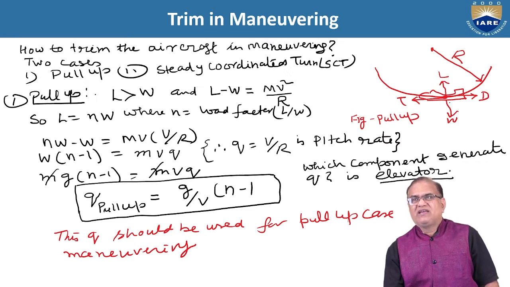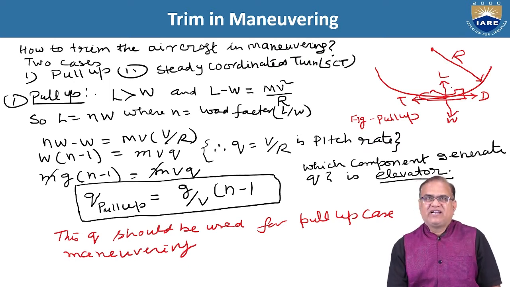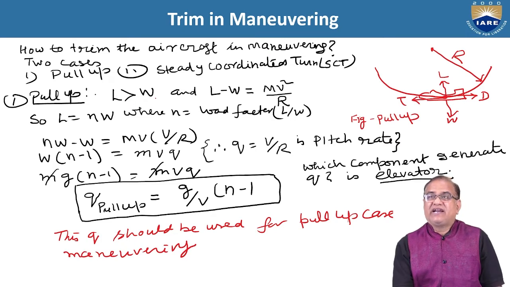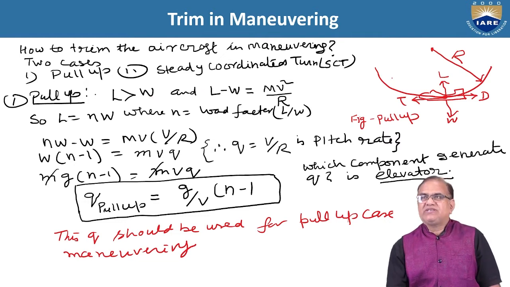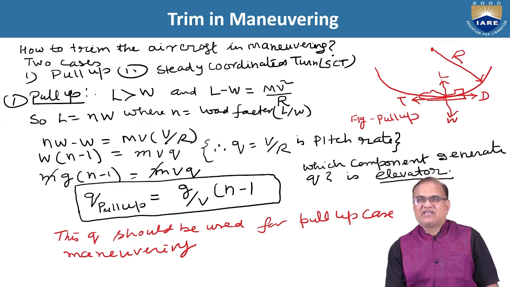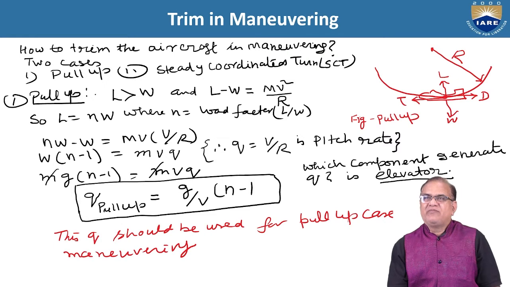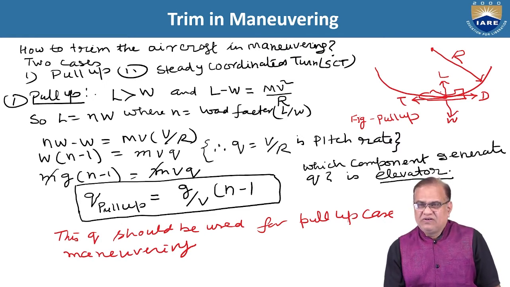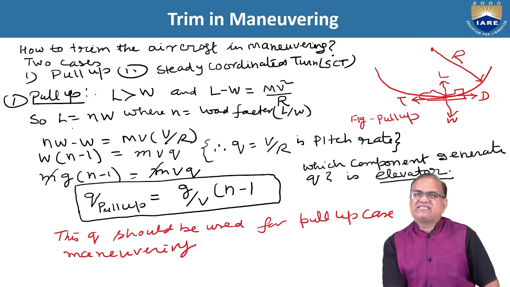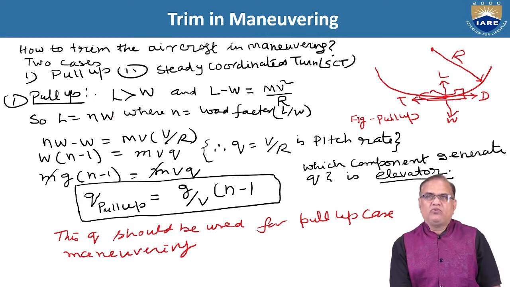In this one, a special force called centripetal force will act. So we have to make the equation of motion that way. So here L is greater than W. Here L will always be more than W. So L minus W is equal to mv square by r, and this mv square by r is the centripetal force, with v square by r being the centripetal acceleration. So here in this case L is not equal to W, so L is equal to nW, where n is the load factor, called L by W. So in place of L, we will keep nW here.